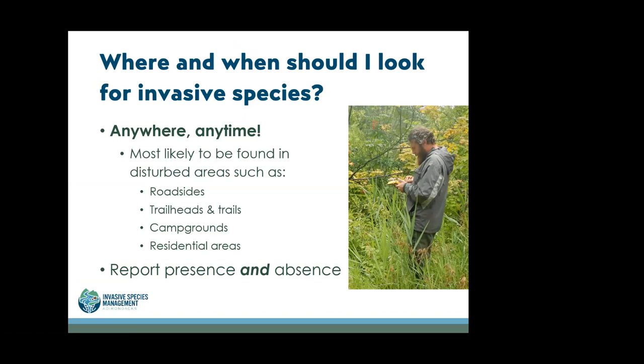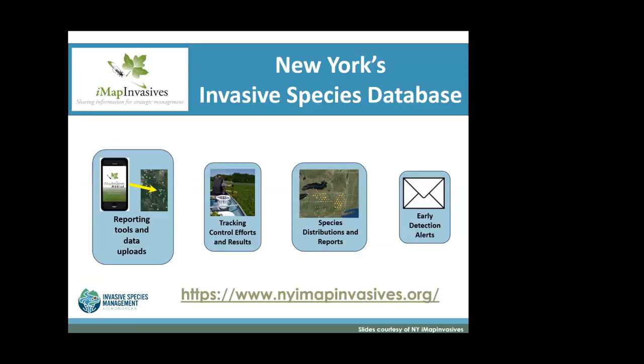So we can help keep track of invasive species distribution in New York using our invasive species distribution database called iMapInvasives. This is a program hosted by the New York Natural Heritage Program in collaboration with DEC. It includes a suite of reporting tools, both mobile and desktop, that allows both practitioners and citizen scientists to track the distribution of invasive species across New York, monitor control efforts, and learn more about some of these species' abundance in the state. If you're a practitioner or just an interested citizen scientist, you can also sign up for email alerts using this system to learn about when new observations are recorded in different parts of the state.